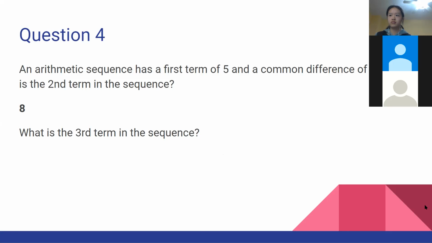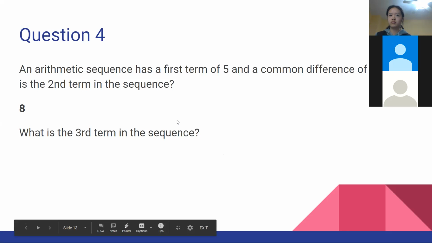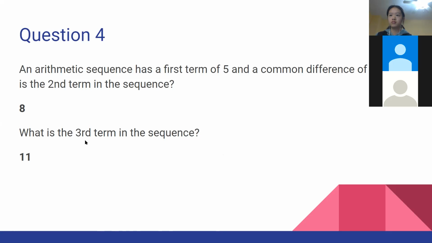All right, I'm just going to explain the problem. So the answer is 11, since we're just adding another 3. So 8 plus 3 is 11. And then the final one is going to be the 9th term.